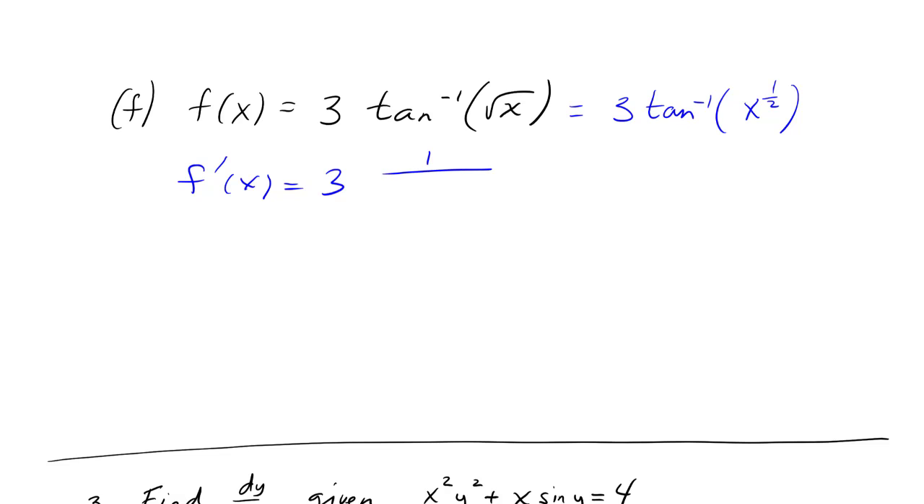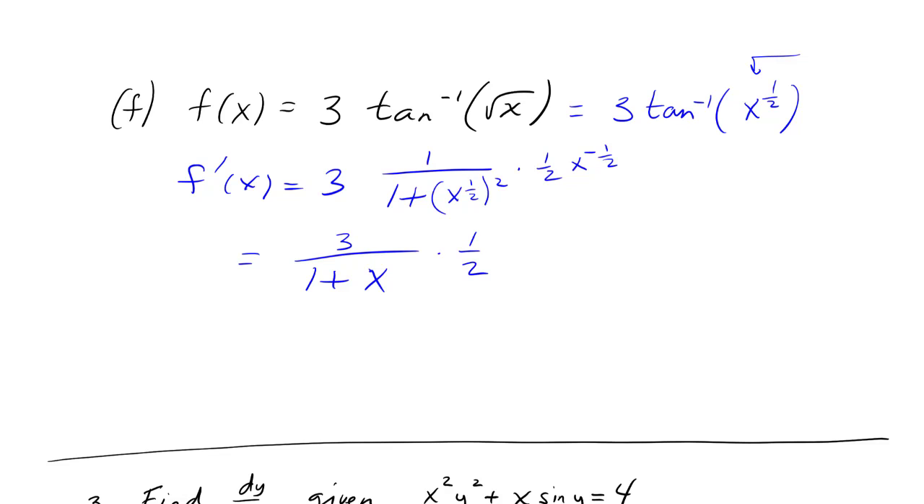So it's 1 over 1 plus the something, x to the 1/2 squared, times, go inside, and I need the derivative of the x to the 1/2, which is 1/2 x to the minus 1/2. So I get 3 over 1 plus, so x to the 1/2 squared is just x. And then I have 1/2 x to the minus 1/2. So you might see this as something like 3 over, I'll put the 2 there, 1 plus x, and the x to the minus 1/2 from the top could be a radical x in the bottom.